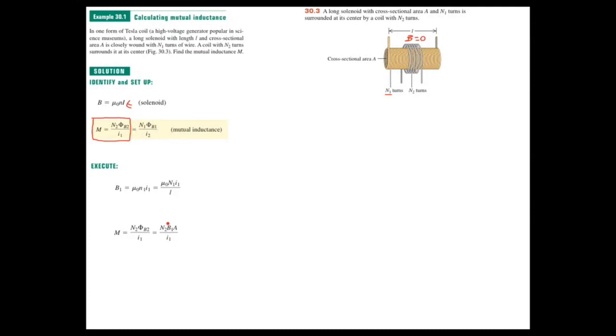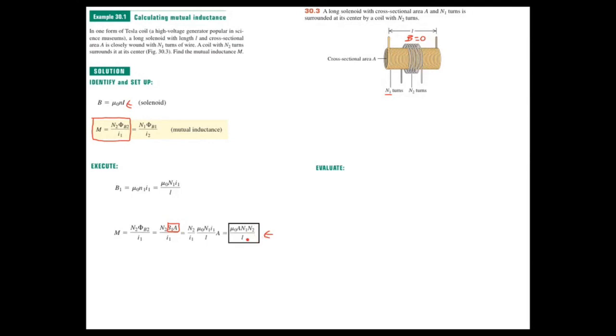So here's the magnetic field of the long solenoid times its area, which is also the flux through one turn of the outer solenoid. But I have N2 turns, so I have to multiply by N2, and I have to divide by the current flowing through the long solenoid. And here's my final expression for the mutual inductance.